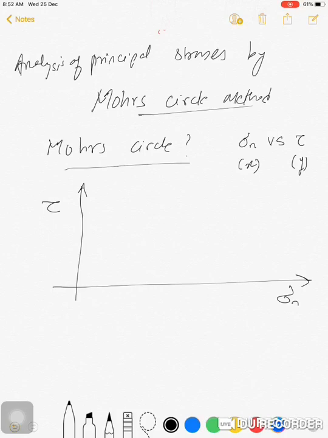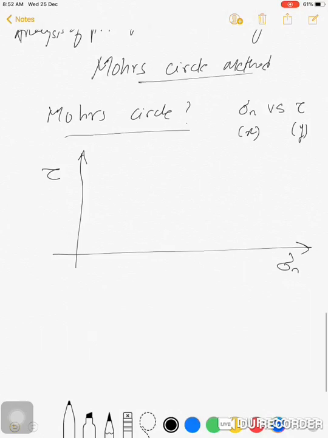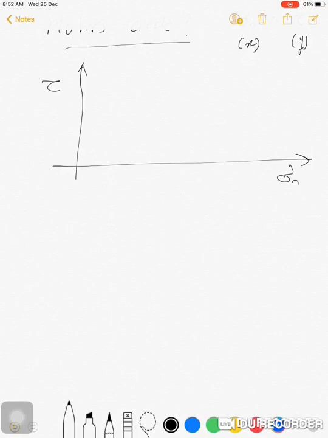Now how can we draw the Mohr's circle? I will just tell you the procedure, okay, because this is most important. Now consider this element.